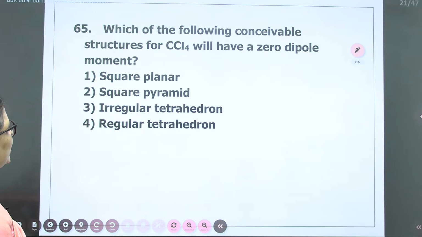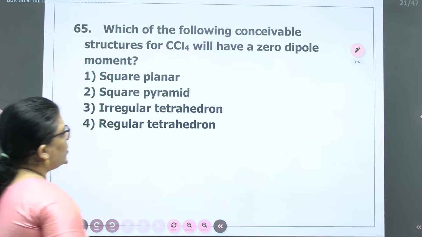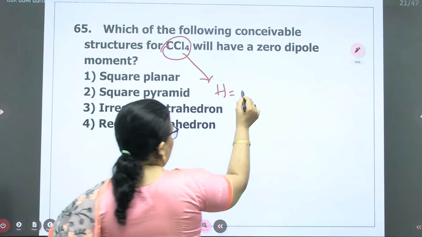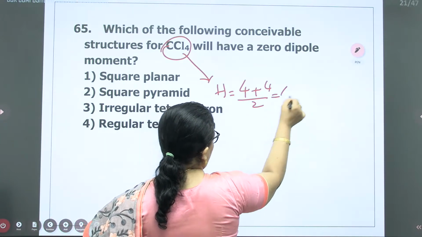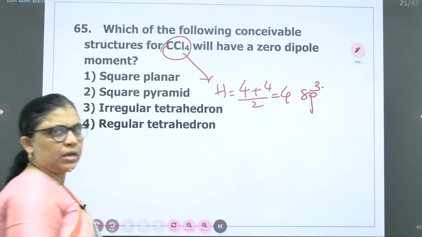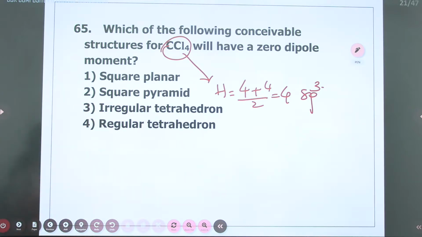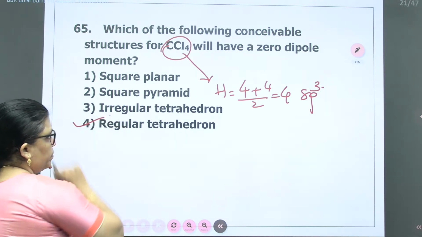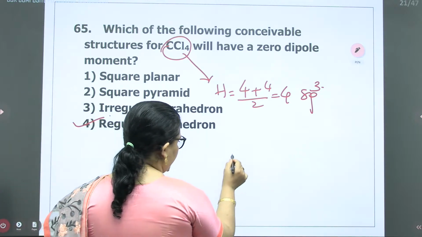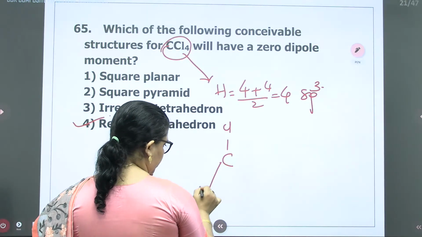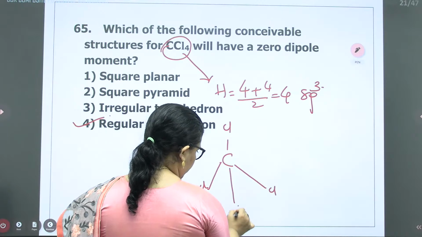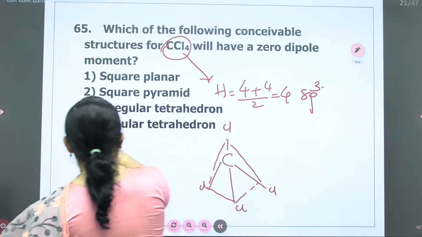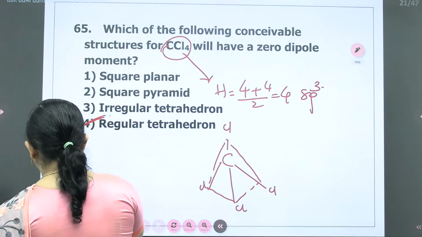65. Which of the following conceivable structures of CCl4 will have a zero dipole moment? We know very well that in the case of CCl4, if we take the hybridization, it will be (4 plus 4) divided by 2, which is 4, so it is sp3 hybridized. Hybridization is V plus M divided by 2. Therefore, CCl4 will have a regular tetrahedron structure. That's why, with respect to the hybridization also we can decide. With respect to their shape, we can take it as the fourth option.